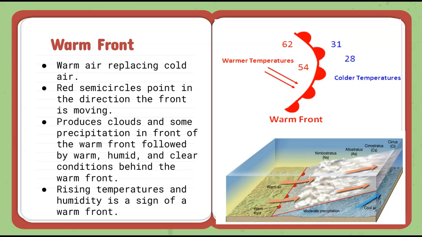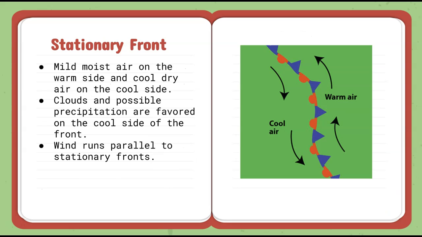So it brings warmer weather with more moisture in it, and clear skies. And you can see the temperatures have been reversed. On the right-hand side, you'll see 31 and 28. And on the left-hand side of the warm front, behind it, you'll see the temperatures 62 and 54. So you can expect a temperature increase when you see a warm front coming. Rising temperatures and humidity are also a sign that a warm front is on its way. So those are two ways to identify that a warm front is on its way.